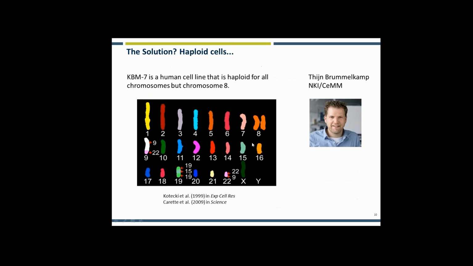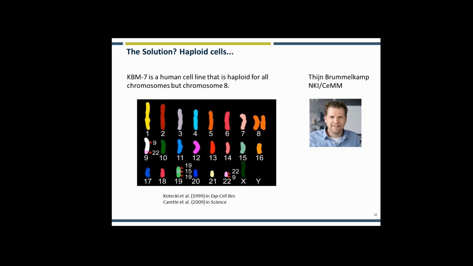So how do we get around this? Well, actually, the approach that we've taken is to move towards a haploid model. Now, this haploid system and this sort of approach to doing loss of function analyses in haploid cells was originally pioneered by this chap here, Thijn Brummelkamp. So the first haploid cell line to be derived was the KBM7 cell line, and this was derived about 25 years ago from a chronic myeloid leukemia patient, and it's actually a near haploid cell line. So it contains 2 copies of chromosome 8 and is disomic for parts of chromosome 15.